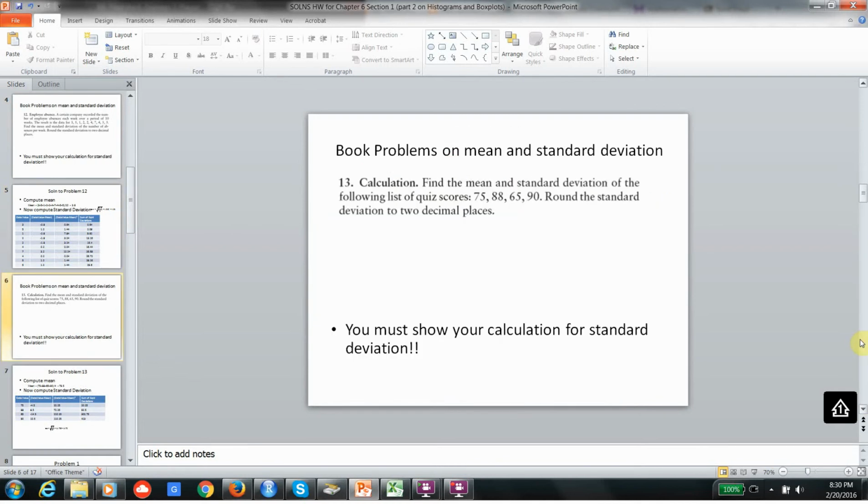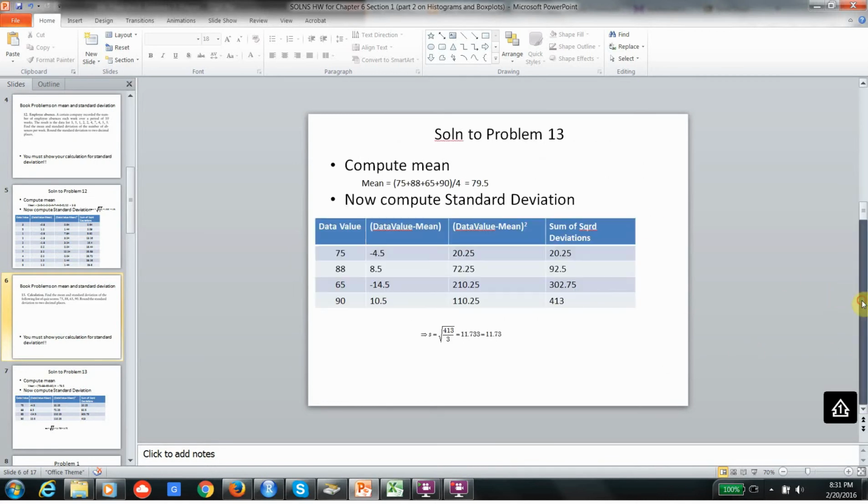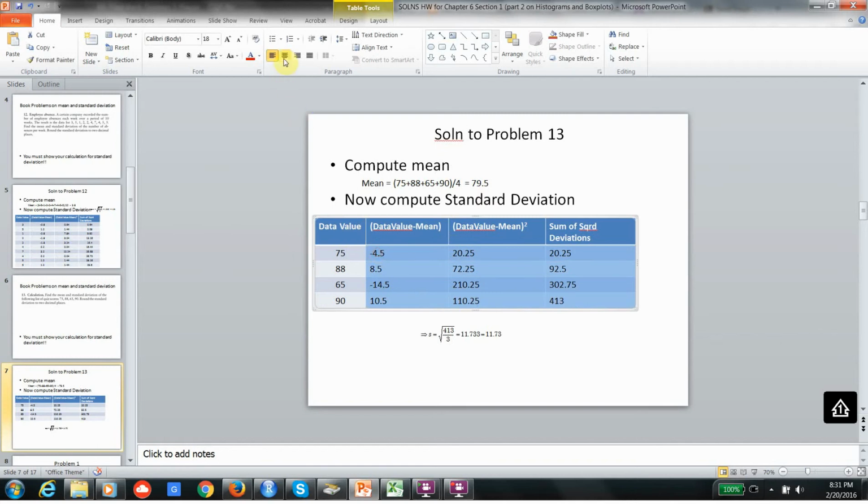And the next problem is very similar, except we have fewer data values. We're given some quiz scores, 4 quiz scores, and we want to compute the mean and standard deviation and round the standard deviation to 2 decimal places. So again, I'm always going to find the mean first. Add them all up, divide by 4, get 79.5. And now I'm going to go ahead and just complete out the table. Take that data value, subtract it from 79.5, get minus 4.5, square that, get 20.25, and put this in my running sum. This is going to be where I add up all the sum of the squared deviations.